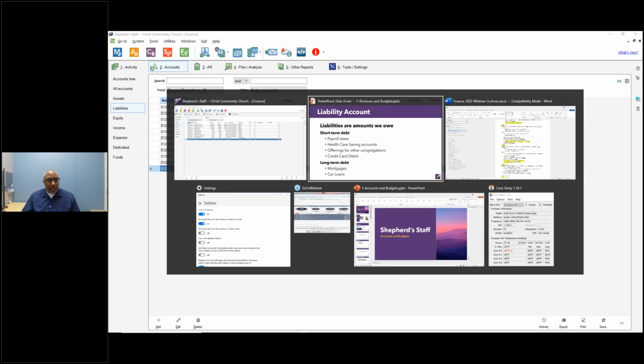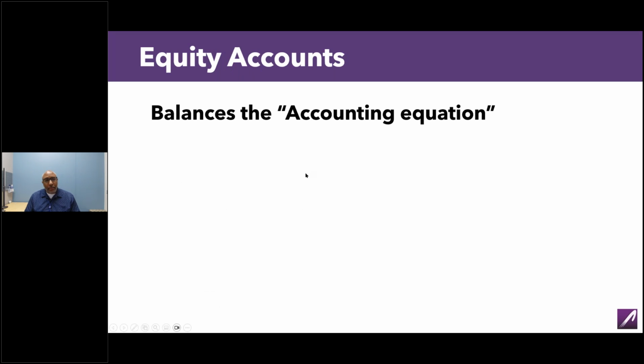Okay, let's go back to our slideshow. So we have liabilities. Then number 3 is going to be equity. Equity accounts balance the accounting equation. So assets equals liabilities plus equity. And most people understand assets. Most people understand liabilities. Equity gets a little fuzzy at times.